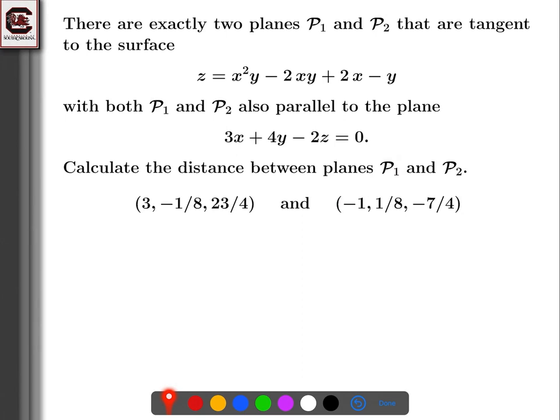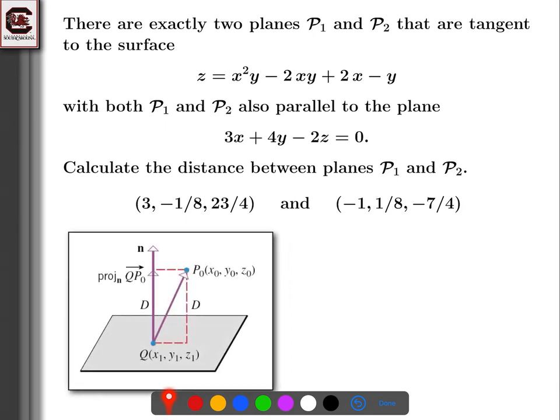The distance from a point on P2 to the plane P1 will be the same for every point on P2 because the two planes are parallel. So I want to find the distance from this point to the plane P1. But we really don't even need to know the equation for plane P1. So why is that? Well, what's the goal here? We want to find the distance from this point now to the plane P1.